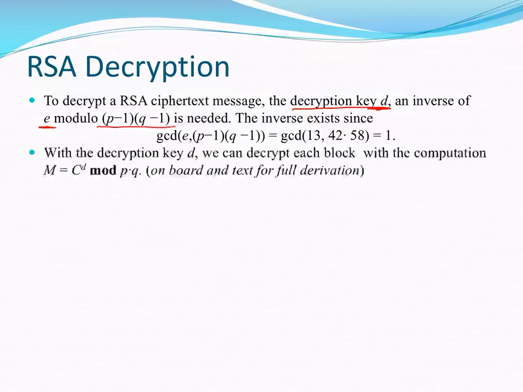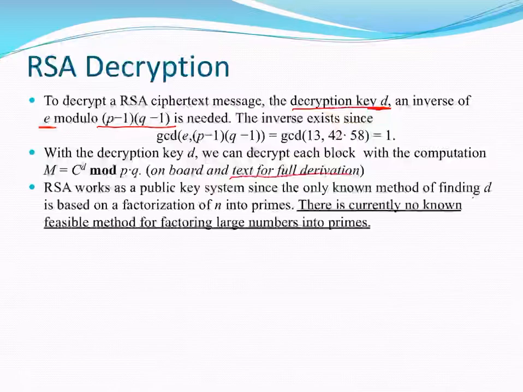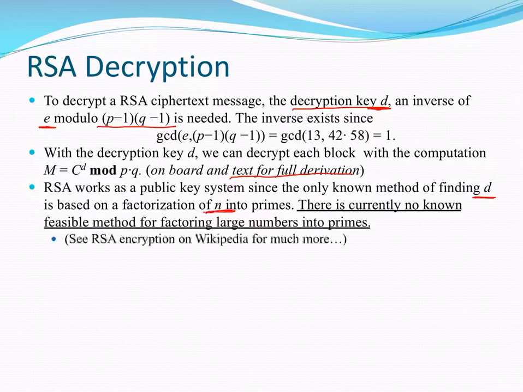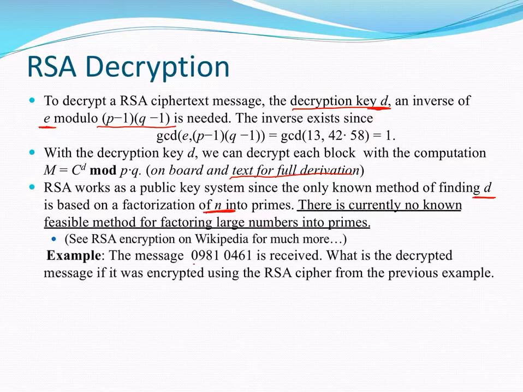And there is a derivation of this in your text. There may also be a video of this derivation. And the reason this works is you can only find d by factoring n, and there's no known way to factor n into its primes if n is large enough. I do recommend the Wikipedia site for RSA. It's very interesting.